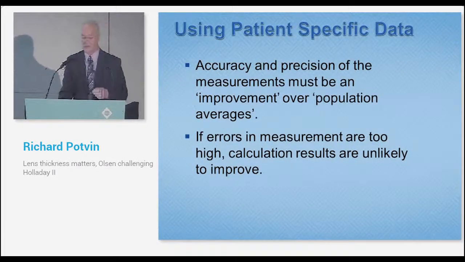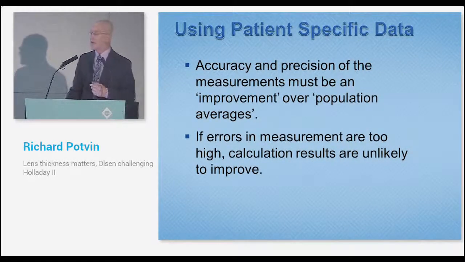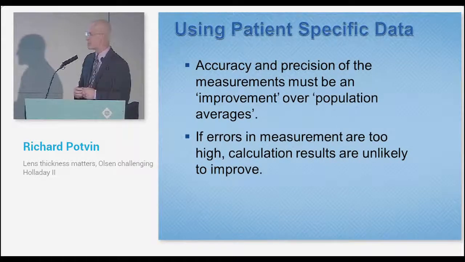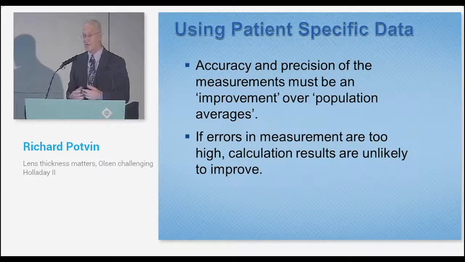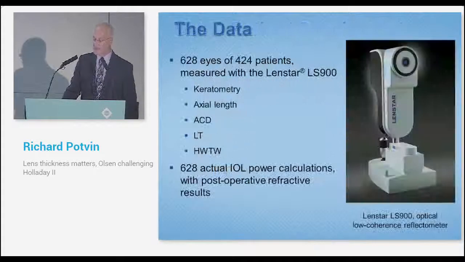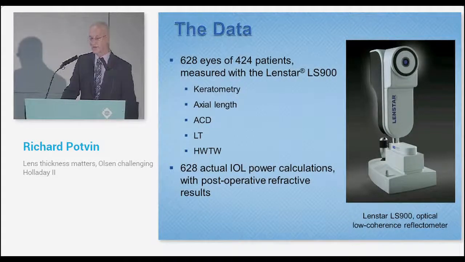So I want to use patient-specific data because if I'm accurate and precise with the measurements of a particular eye, I should be better than the population average. You know, the regression formulas basically count on population averages. Now, the only caveat to that is if I've got really lousy measurements for individuals, then the population average may be a better way to go. So I need an instrument that's giving me precise and accurate data. Luckily, there's the LensStar LS900 to do that for us.